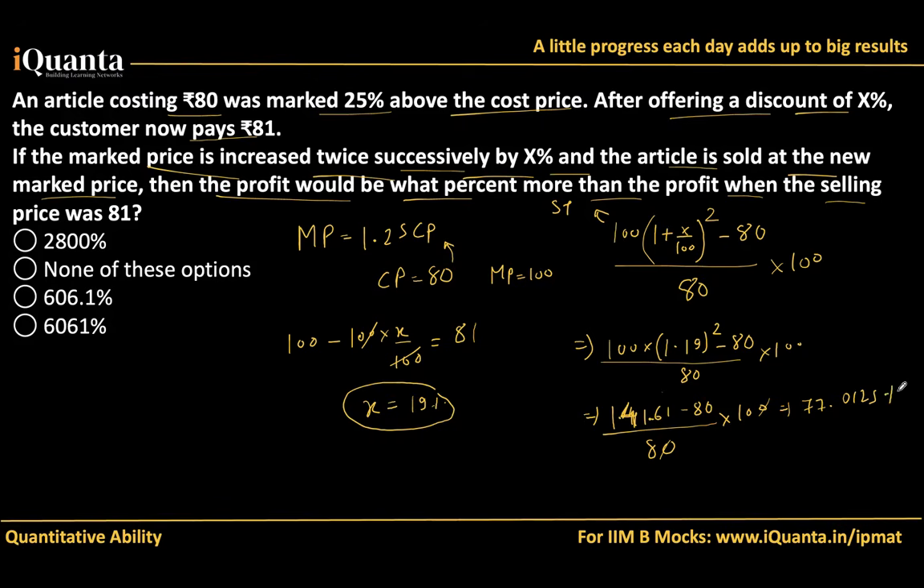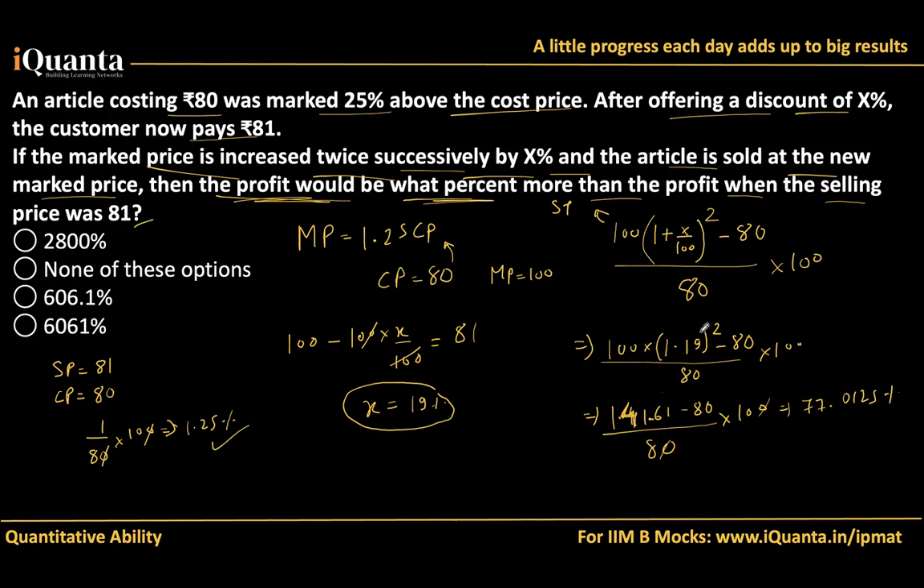Now, this is the profit percentage when he is selling the particular item at the marked price. We have to tell then the profit would be what percent more than the profit when the selling price was 81. Okay. So if selling price is 81, my cost price was already given, that was 80. Can I find out the profit percent here? Yes. SP minus CP, there's a profit of 1 upon cost price 80 into 100. What is this? This becomes 1.25%, right? So this is the profit percentage when it was being sold at 81.